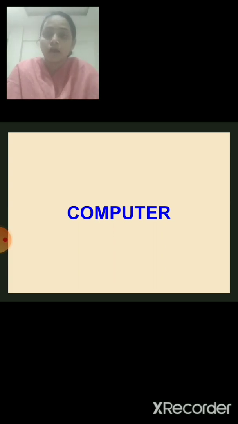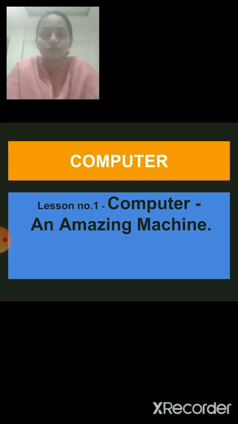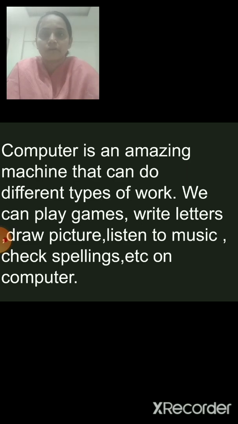So in third standard we will start with the first lesson, that is a computer an amazing machine. In this lesson we will see the uses of computer. See, this is lesson number 1, computer an amazing machine.